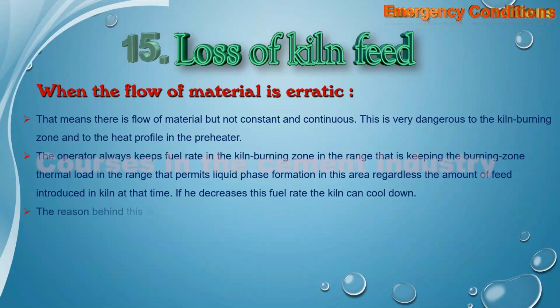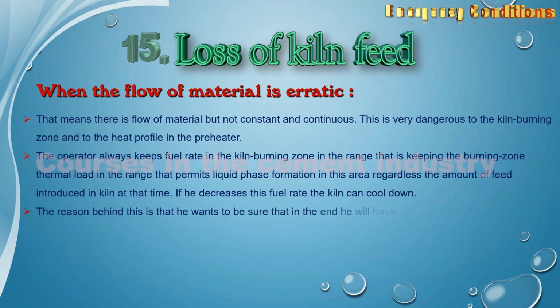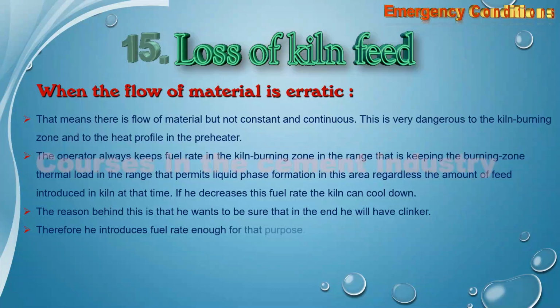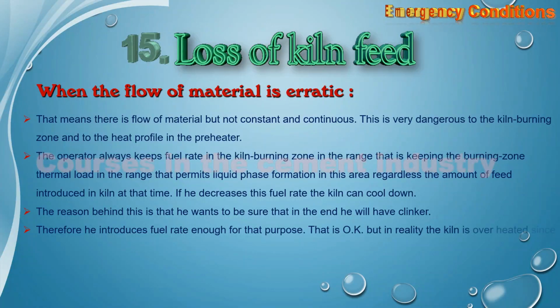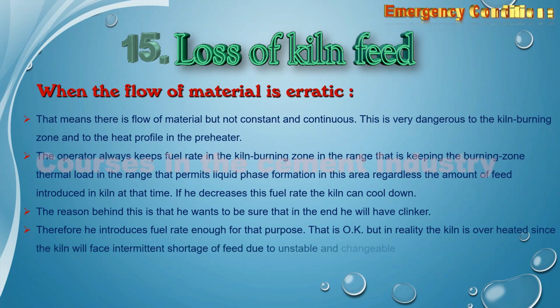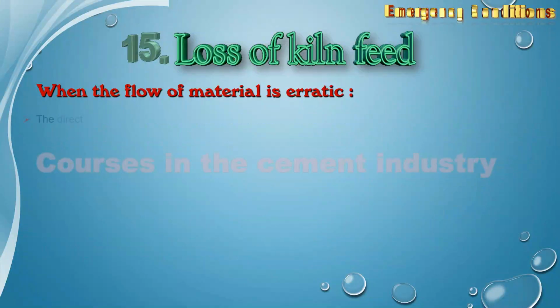The reason behind this is that he wants to be sure that in the end he will have clinker. Therefore he introduces fuel rate enough for that purpose. That is okay, but in reality the kiln is overheated, since the kiln will face intermittent shortage of feed due to unstable and changeable feed rate. The direct result is an overheated burning zone.